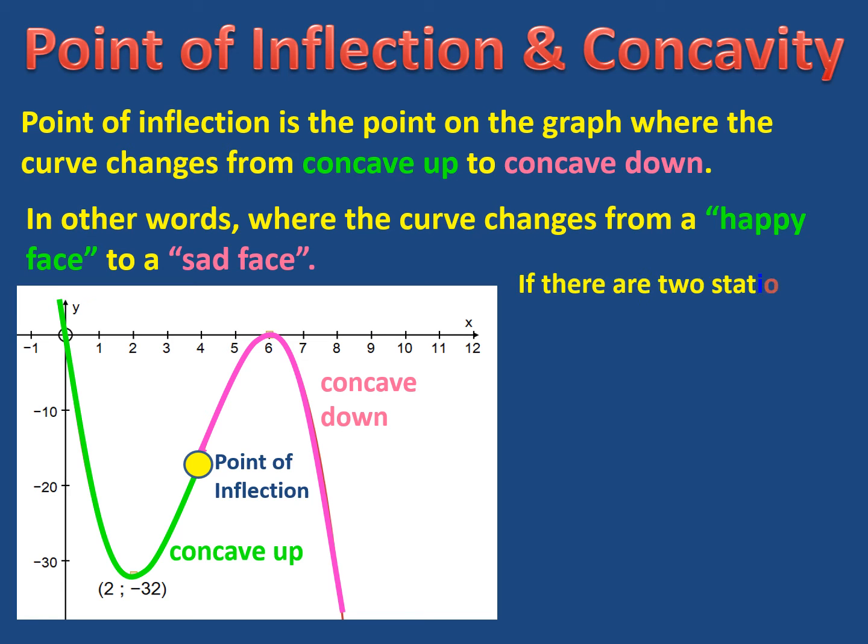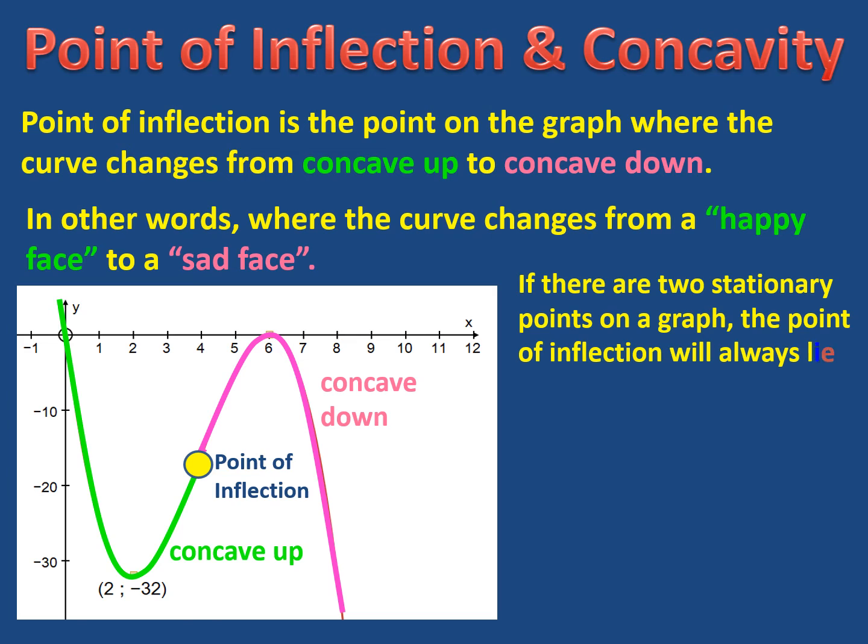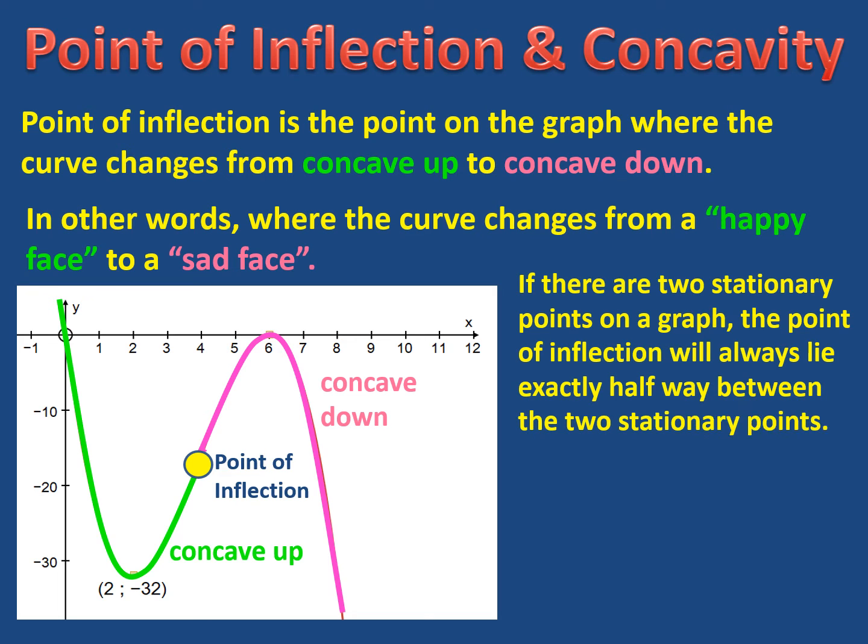Now, in a graph that has two stationary points, the point of inflection will always lie exactly halfway between the two stationary points. So the stationary points on this curve are at (2, -32) and (6, 0). So exactly halfway between 2 and 6 is 4, and exactly halfway between -32 and 0 is -16.